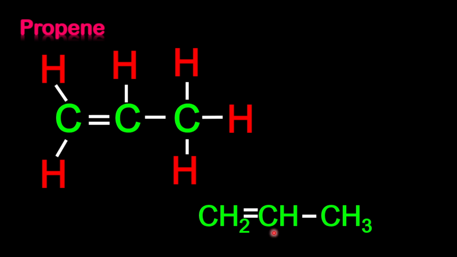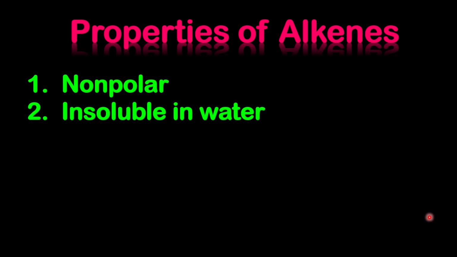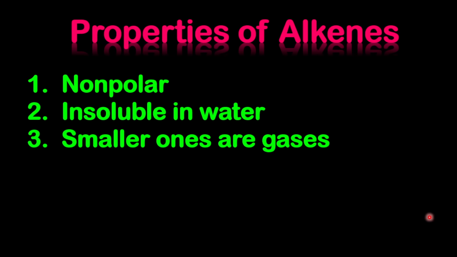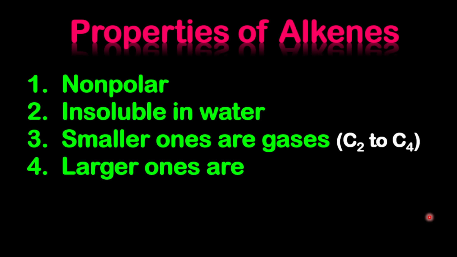The properties of alkenes now: they are non-polar, just like alkanes. They're insoluble in water, just like alkanes. The smaller ones are also gases, just like alkanes. The larger ones will form liquids, just like alkanes. So the properties are pretty much similar.